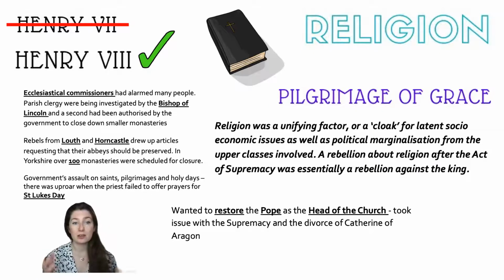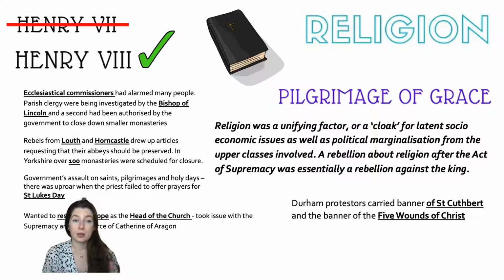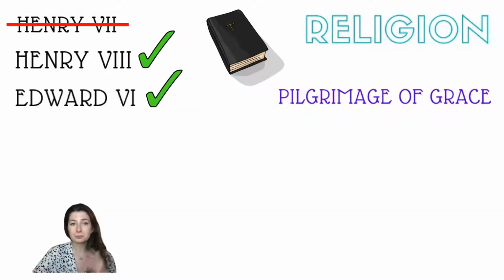We've also got the fact that they wanted, and very clearly expressed, that they wanted to restore the Pope as head of the church. They had an issue with the Act of Supremacy. They didn't agree with the divorce of Catherine of Aragon. Durham protesters carried the banner of St. Cuthbert and the banner of the Five Wounds of Christ, another very clear indication they saw themselves as religious pilgrims. And finally, the fact that they called it a pilgrimage, they called themselves pilgrims, suggests it was a religious rebellion.